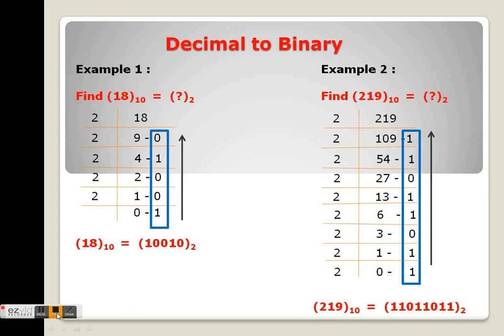The next step, we will divide 6 by 2 and we will get 3 in the quotient and 0 in the remainder. In the next step, we will divide 3 by 2 and we will get 1 in the quotient and 1 in the remainder. In the final step, we will divide 1 by 2 and we will get 0 in the quotient and 1 in the remainder. After that, we will note down the remainders from bottom to upward direction and we will get 11011011, which is the binary equivalent of the decimal number 219.